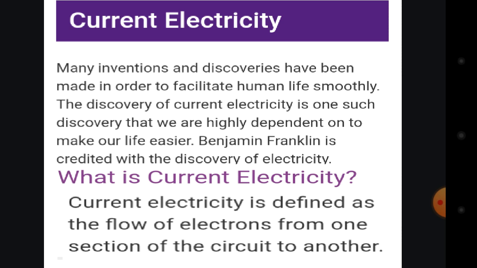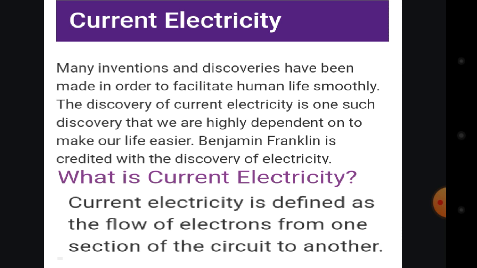The discovery of current electricity is such a discovery that we are highly dependent on to make our life easier. Without electricity, I don't think the technology that we have now would have come to this extent. All that kind of development that we have is due to the discovery of electricity.